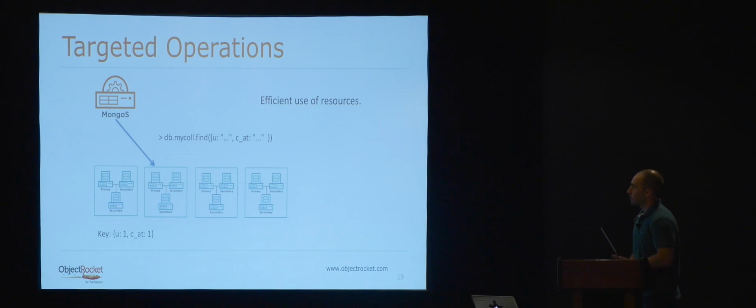Here's an example of a targeted operation, which I previously mentioned. Again, this is efficient use of your resources. The collection here is sharded on U and C_at, and those values are provided in your find criteria. In that case, the MongoS will route that query to the shard containing the chunk for that range.